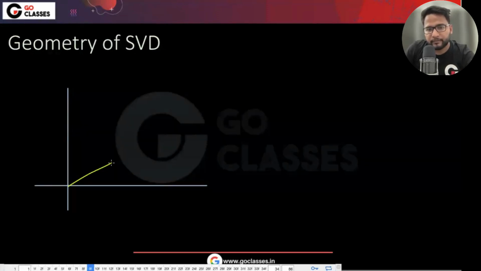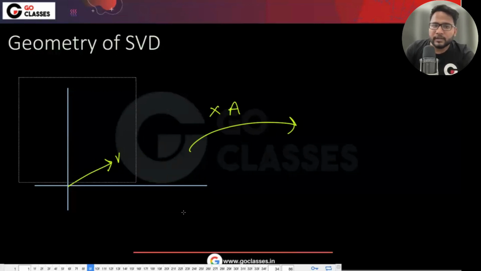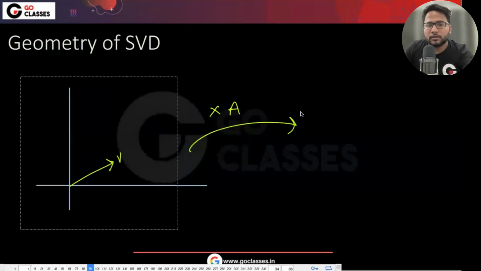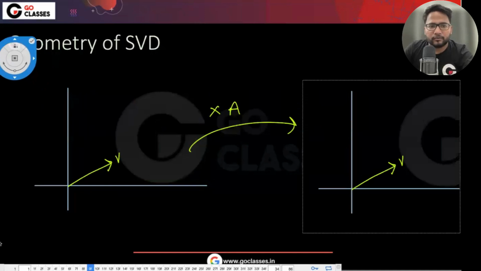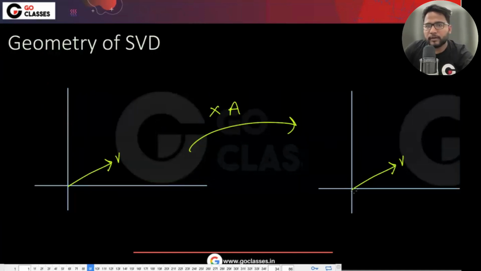Now let's see the geometry of SVD, which means what this SVD is doing. Do you remember from the eigenvalue and eigenvector class, I told you that if you have some vector, let's suppose this is V, and you multiply this vector by some matrix A, the resultant vector will be AV. So that vector will be rotated. Do you remember I told you? This vector was V, but the new vector that you will get will look something like this.